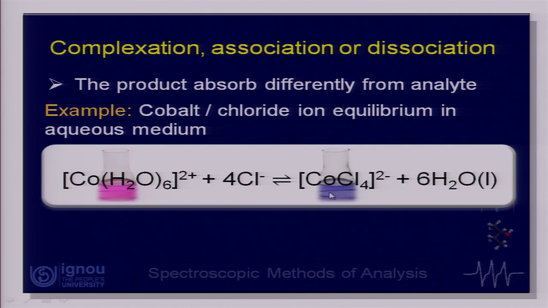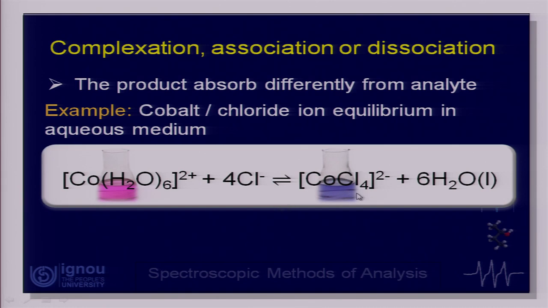So what you find is that if I am trying to make a measurement of cobalt in the absence of chloride ions, I get a certain concentration. But if the solution happens to have a certain amount of chloride ions, these chloride ions will convert part of the cobalt ions to the complex. As a consequence, the color will change, and the particular species which I was measuring earlier at a given wavelength will get altered. So there will be deviations from the expected value of the absorbance. That is another possibility.